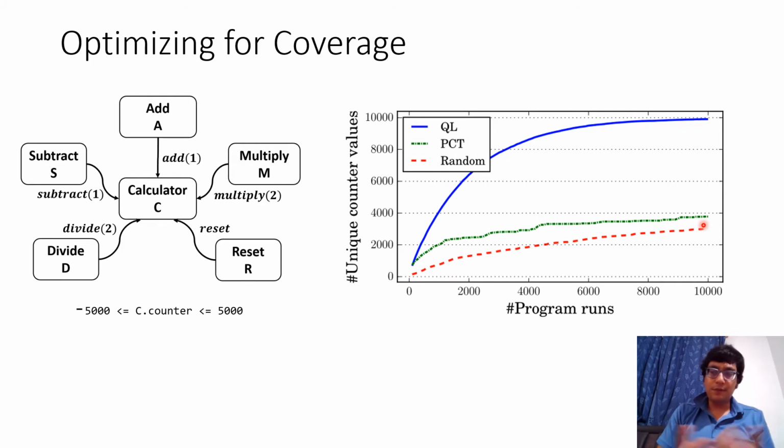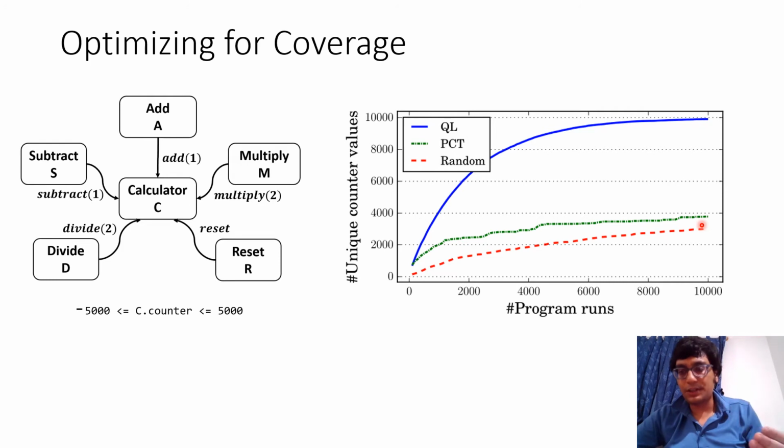So if you think carefully, you'll realize that from any state, reset is a bad action to take because you're just going to go back to a state which you've seen already, which is 0. Similarly, in terms of which is the next worst action to take, that would be divide because this is integer division and you're likely to go back to a state you've seen already.